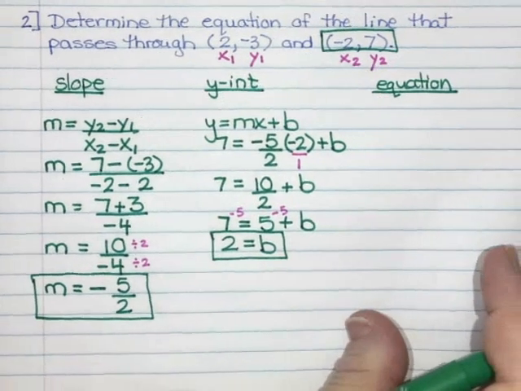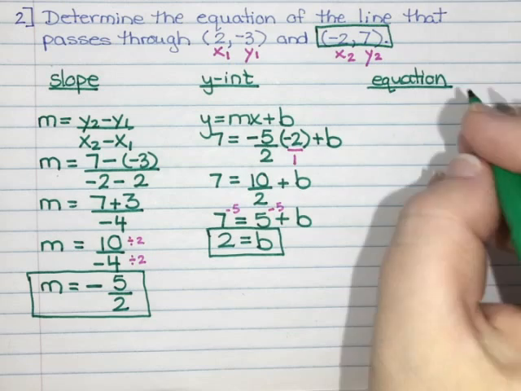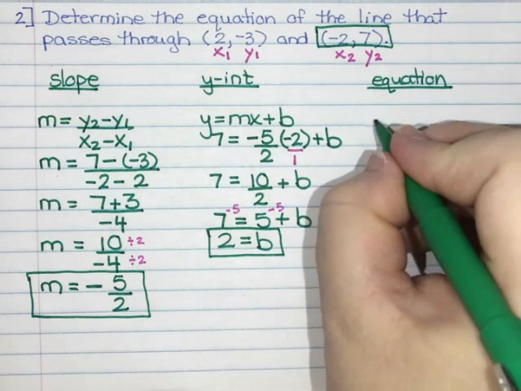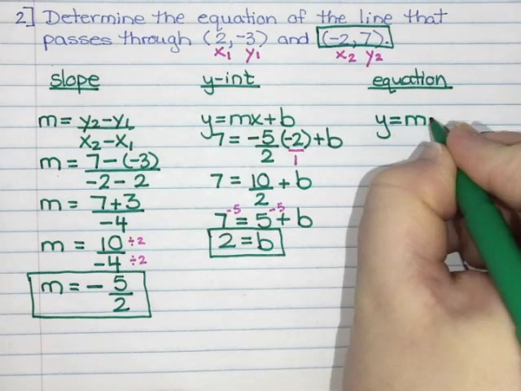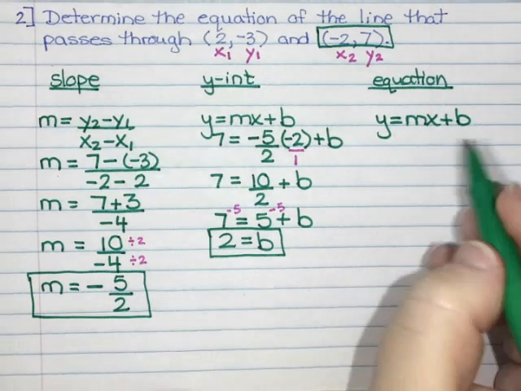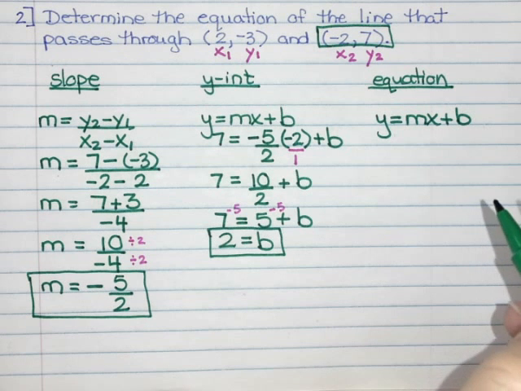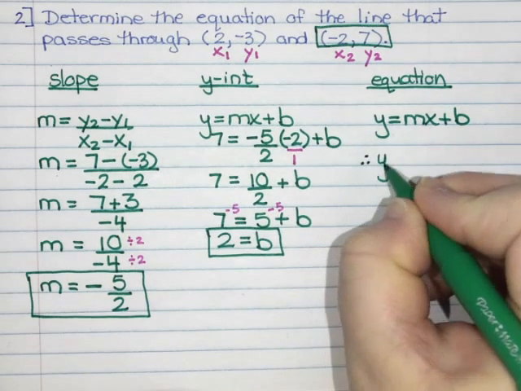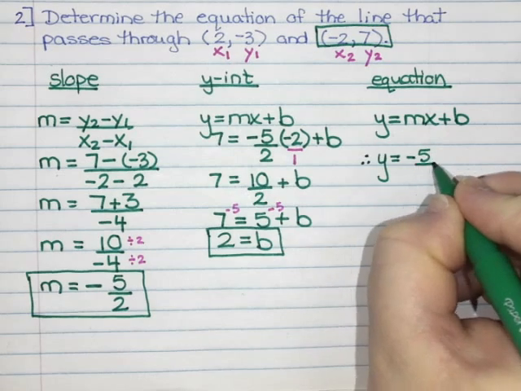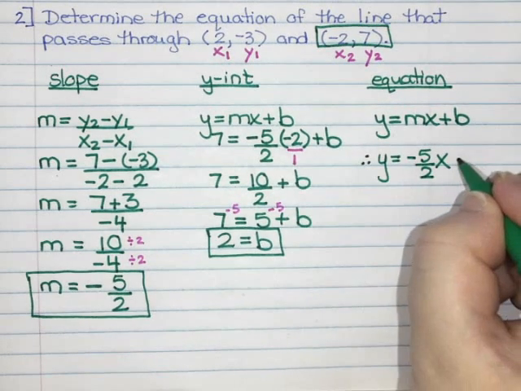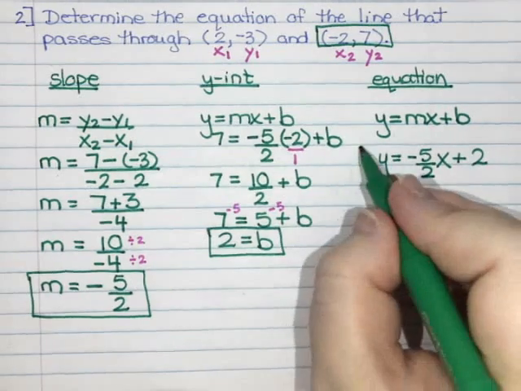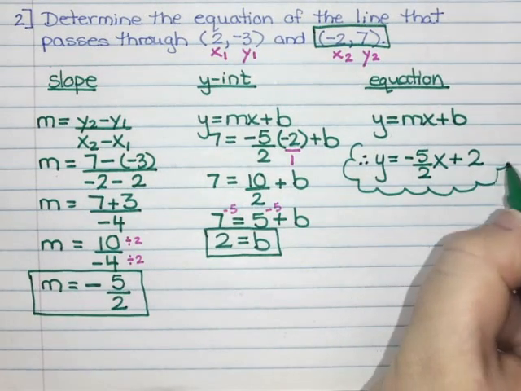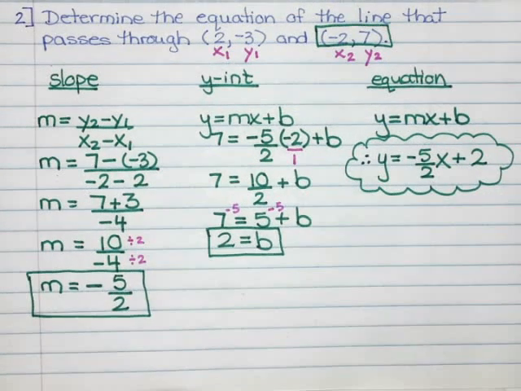Now that I know my slope and my y-intercept, I can finish off by finding my equation. So my equation is y equals mx plus b. We're not going to substitute anything in for x and y. That's the whole point of an equation, to have two variables x and y so that you can use them to find any point on the line that you want. So my equation is going to be y equals m, negative 5 over 2, x, and then plus b, so we're doing plus 2. So the equation of our line is y equals negative 5 over 2 x plus 2.